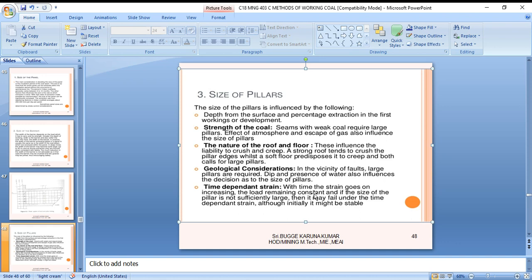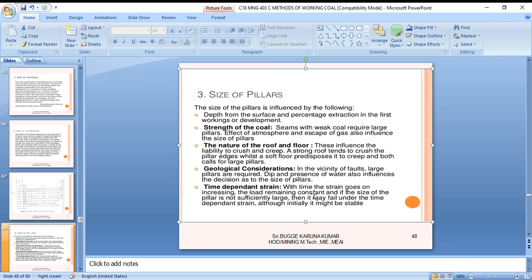A strong roof tends to crush the pillar edges, while a soft floor predisposes it to creep, and both call for large pillars. Geological considerations: in the vicinity of faults, large pillars are required. Depth and presence of water also influence the decision as to the size of the pillars.